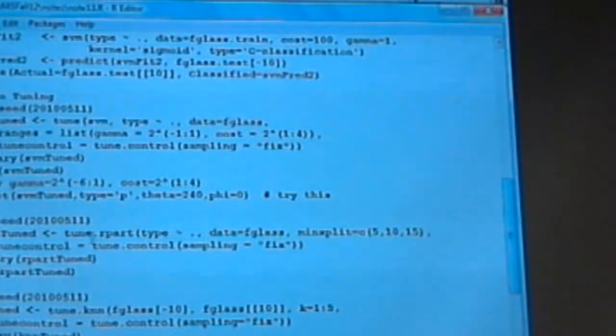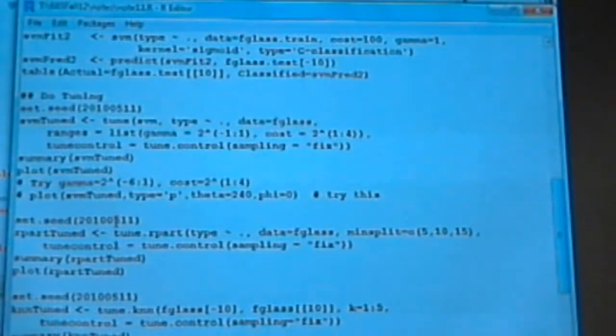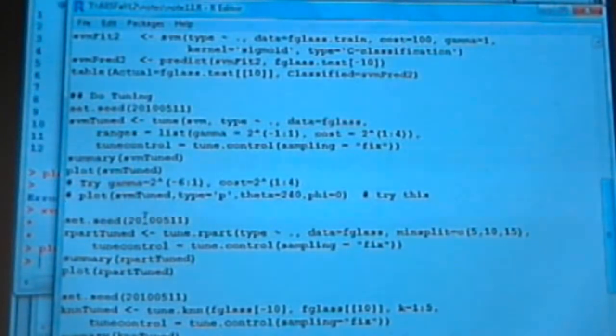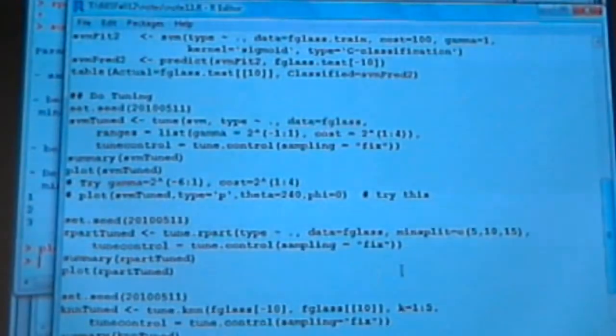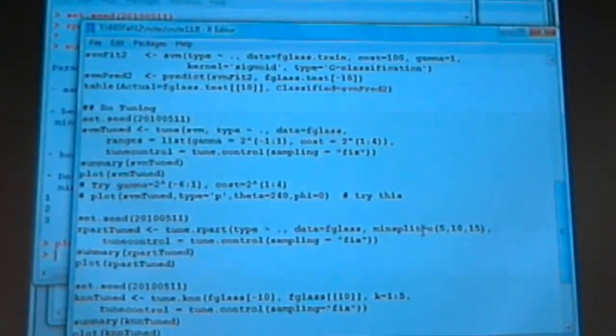Tune rpart with this function. Okay. Let's look at the result for this. And the parameters we have is the minimum split of 5, 10, and 15. This is probably not really good.